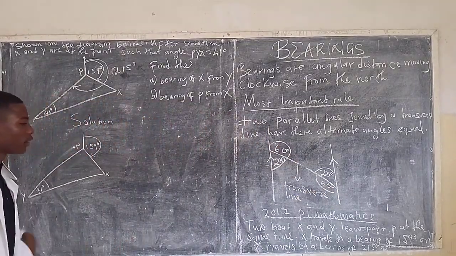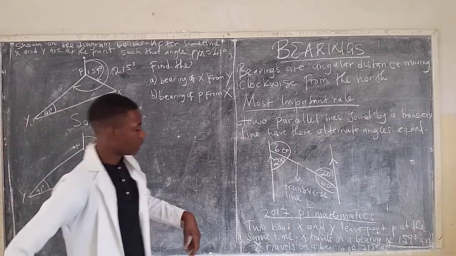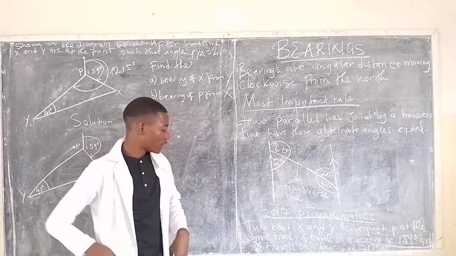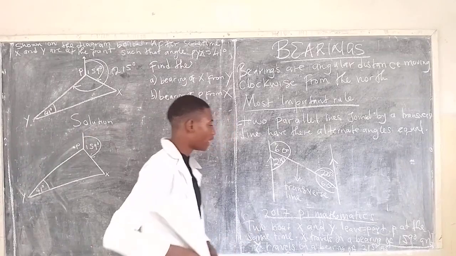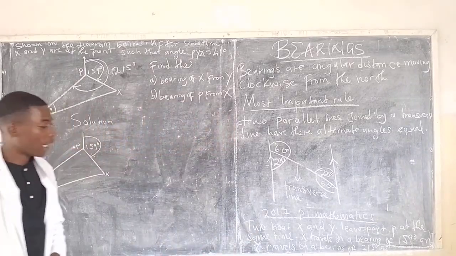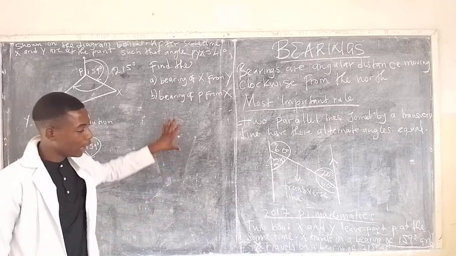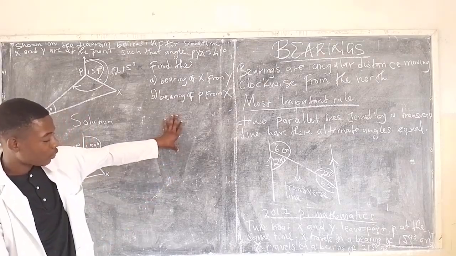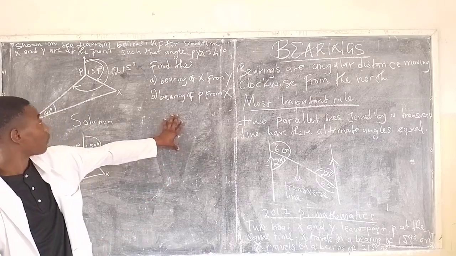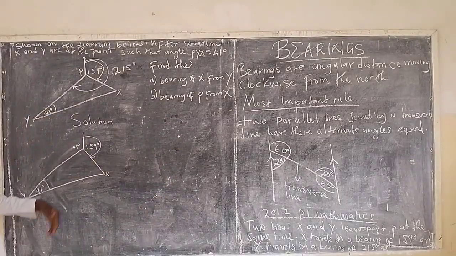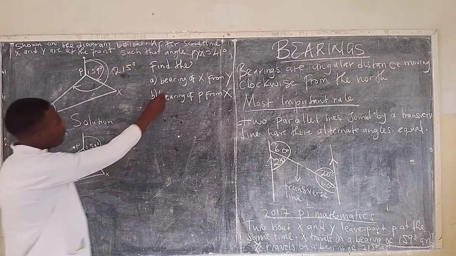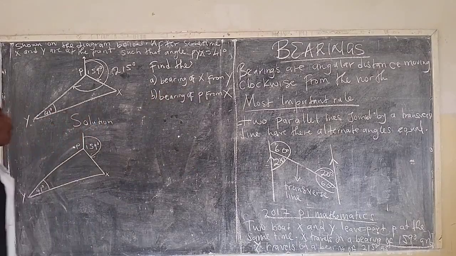So with that in mind, we can now solve the question. It says two boats X and Y leave port P at the same time. X travels on a bearing of 159 and Y travels on a bearing of 215. We are told this is the diagram. Now they want us to find the bearing of X from Y. So how do we solve such a question?